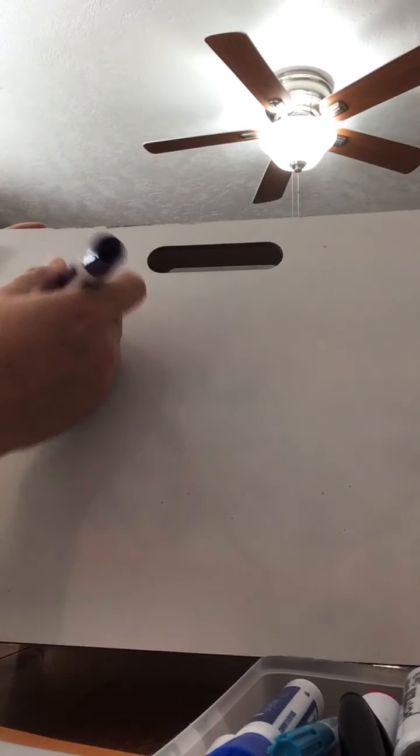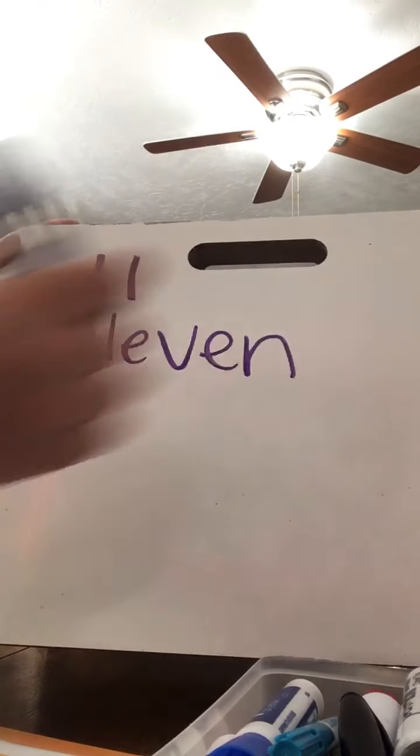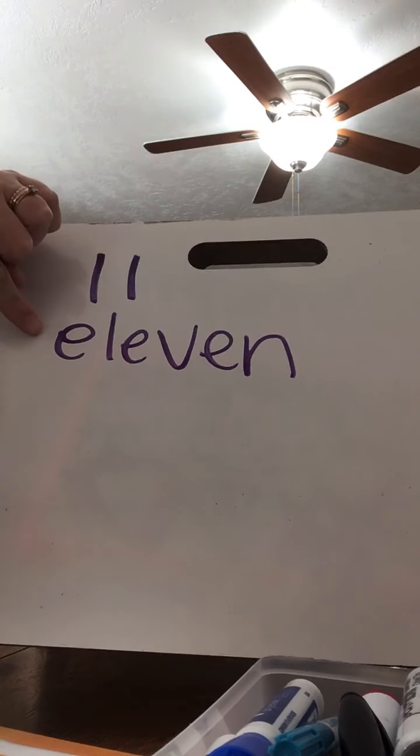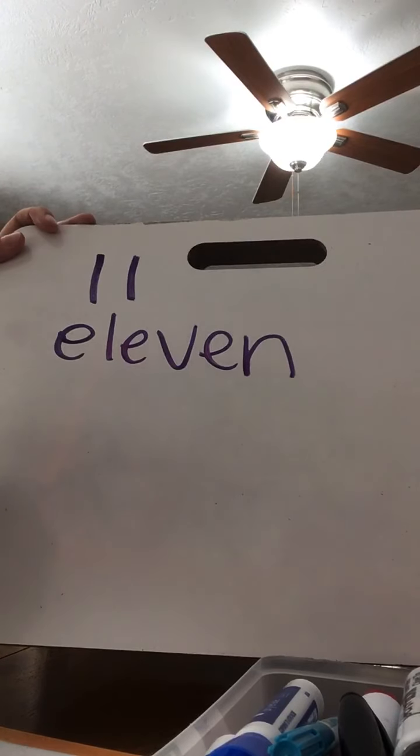Okay, now let's do word form. Obviously, this is standard form, 11. Word form is just the written version with letters. So standard form is with numbers. Word form is with letters, eleven. Okay, like the girl in Stranger Things. So write down in your math notebook, this is word form.